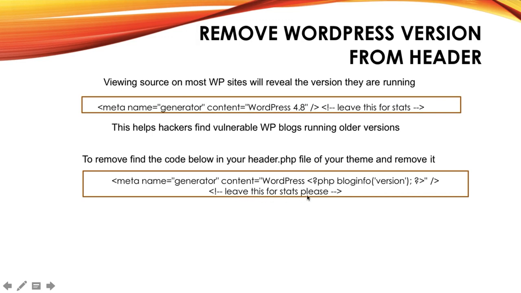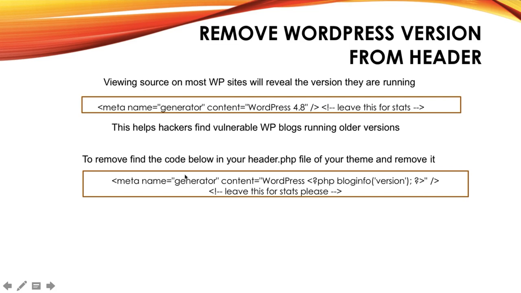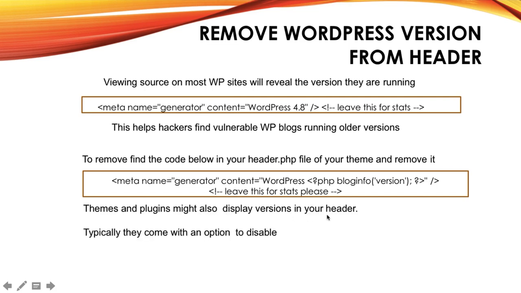WordPress version, leave this generator, you won't see it here, but some themes do have this statement, so you should remove that line. Some old themes, maybe not new ones, but old themes may have these kinds of issues. So themes and plugins might also display version in your header. Typically they come with the option to disable.